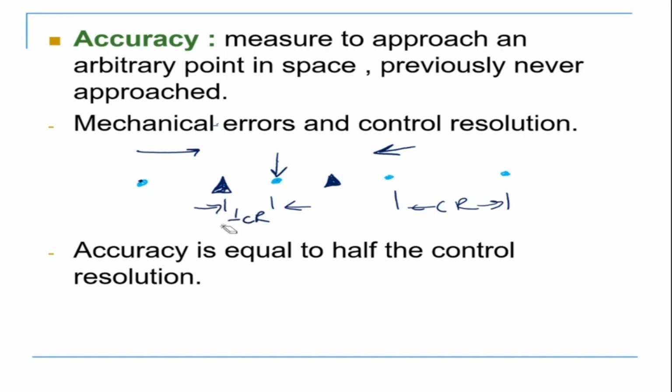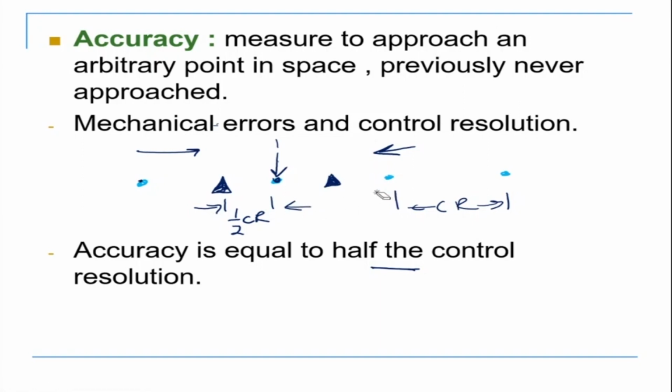So accuracy is a measure to approach an arbitrary point in space previously never approached, and when it is trying to go to this point, point 1 here, it will either go to the right or to the left because of all the mechanical errors and control resolution. So accuracy is equal to half the control resolution. Why half? Because it can either come from the left side or the right side. Whichever side it is nearer, it will go on that side. So it is essentially half the distance of the control resolution.